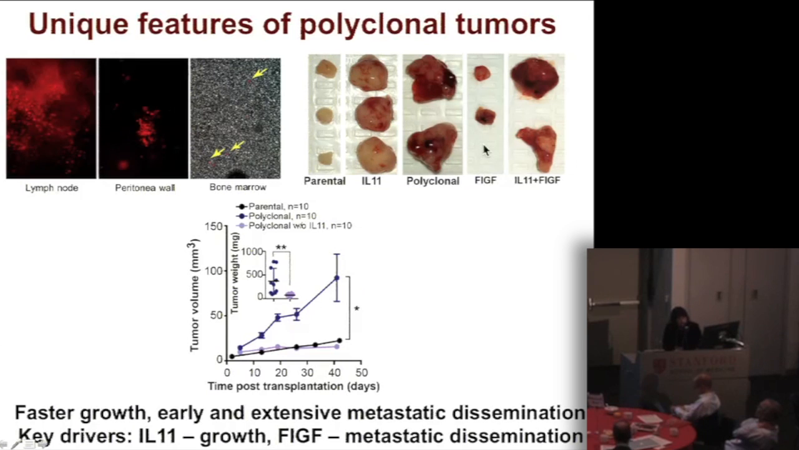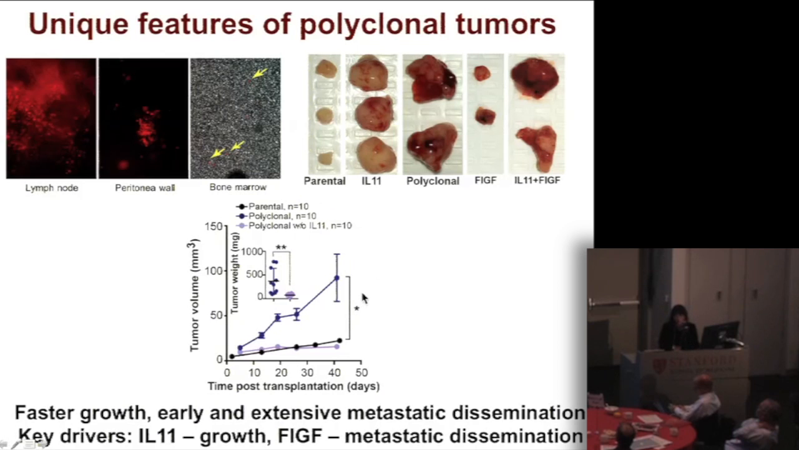And then we found that FIGF, another factor that was in the mixtures, was not able to drive the outgrowth of the clone on its own, but we think it contributes to the metastatic ability of the cells, and also these were much more vascularized. So when we mixed IL-11 and FIGF together, we can largely reproduce the phenotype of the polyclonal tumors. You see they're very vascularized and also growing faster, suggesting that there is some cooperation going on between these clones.